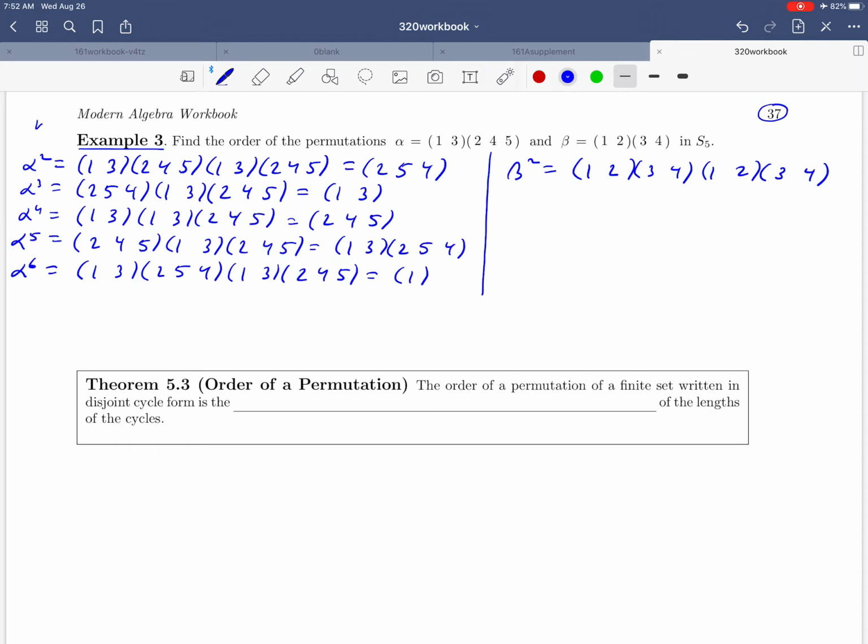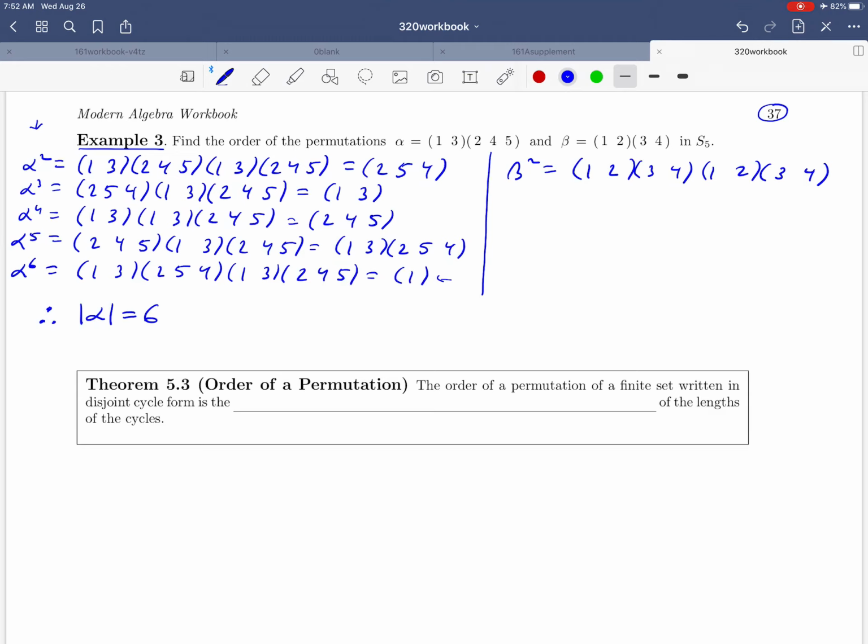Okay, so over here on the left, that's our calculations of powers of alpha, trying to determine how many powers we need to take basically to get back to the identity element. You can see from the calculations here that 6 was the lowest power of alpha that got us back to the identity element. And so from that calculation we can see that the order of alpha is 6.